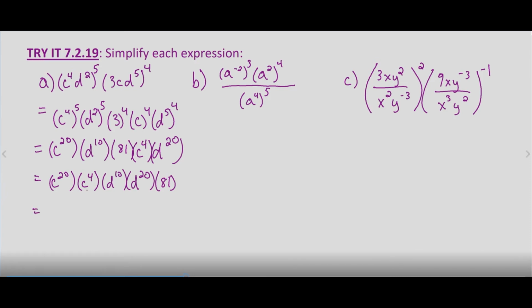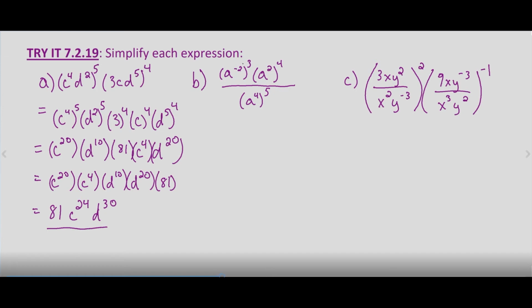And now we are multiplying values with the same base. Let's move the constant to the front first, because that's always going to come first. And now we're same base and multiplying, so we add the exponents. So this is c to the 20 plus 4, which is c to the 24th. d to the 10th times d to the 20th, that's d to the 10 plus 20, so d to the 30th. And there is our simplified expression.